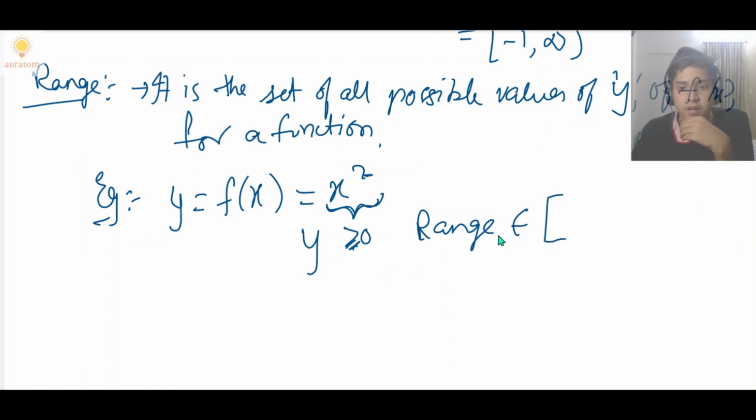So we can represent it like range belongs to the set 0 to infinity with a closed bracket here and an open one here. So the range is the set of all possible values of y, whereas the domain is the set of all possible values of x for a function.